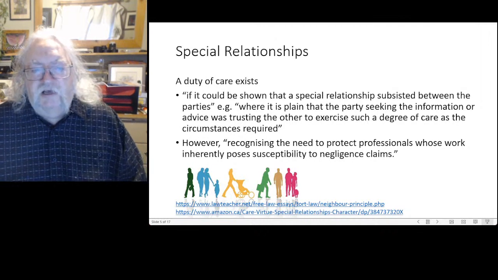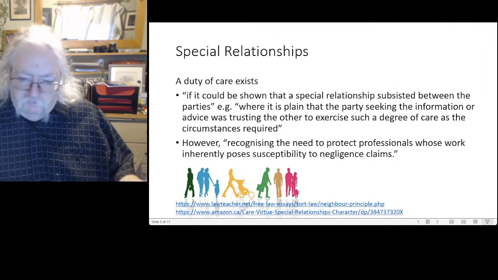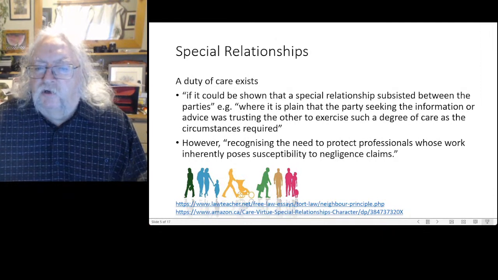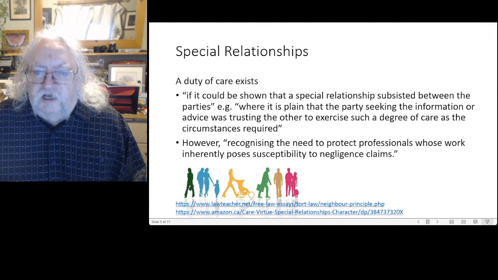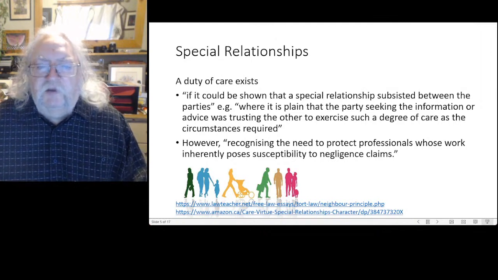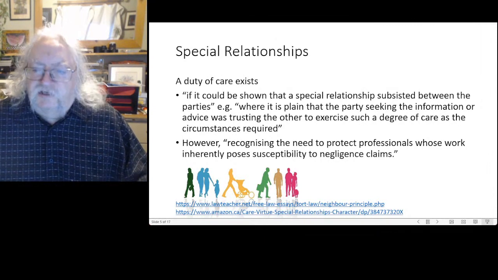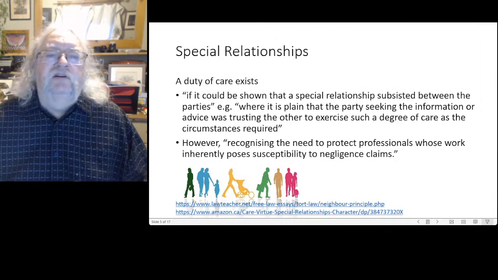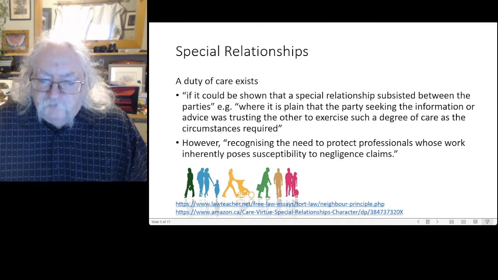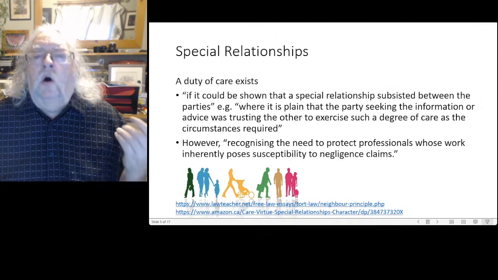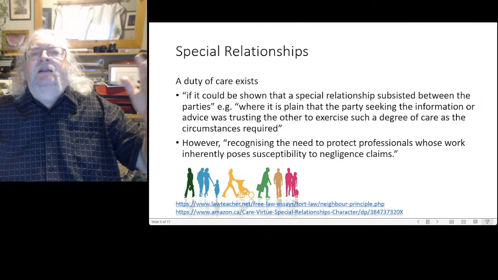So here, for example, and again quoting from lawteacher.net, which will work in this case, if it can be shown that a special relationship subsisted between the parties, for example, where it is plain that the party seeking the information or advice was trusting the other to exercise such a degree of care as the circumstances required, then a duty of care exists. And indeed, that duty of care exists, according to this account, only if this special relationship exists. See how we're narrowing it now a little bit.